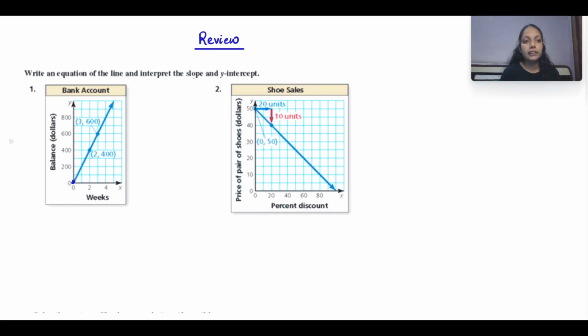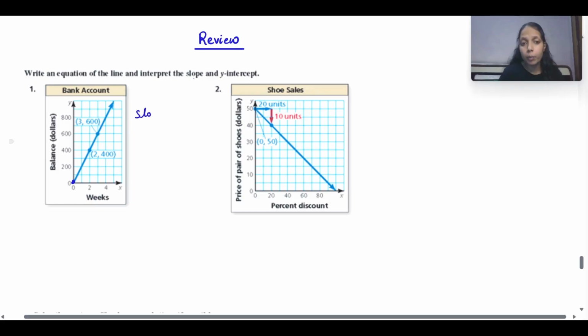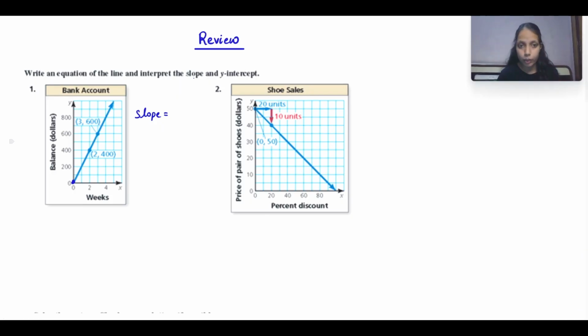So first, in this question we will find the slope and y-intercept. 2 points are given. So how to find slope if the 2 points are given? Difference of y values over difference of x values. So 600 minus 400 over 3 minus 2. I'm getting 200. So 200 over 1. So slope is 200.